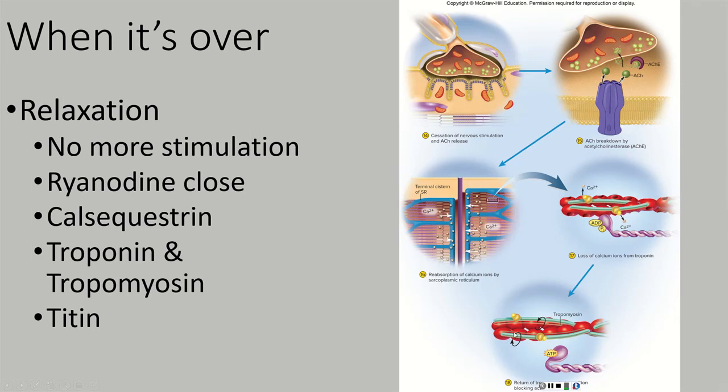And remember at the end of the sarcomeres, there was that little spring-shaped protein, titin? Titin acts like a spring. It pulls everything back to its original starting position. The sarcomere snaps back to its resting state. Once that happens, the muscle's relaxed again.